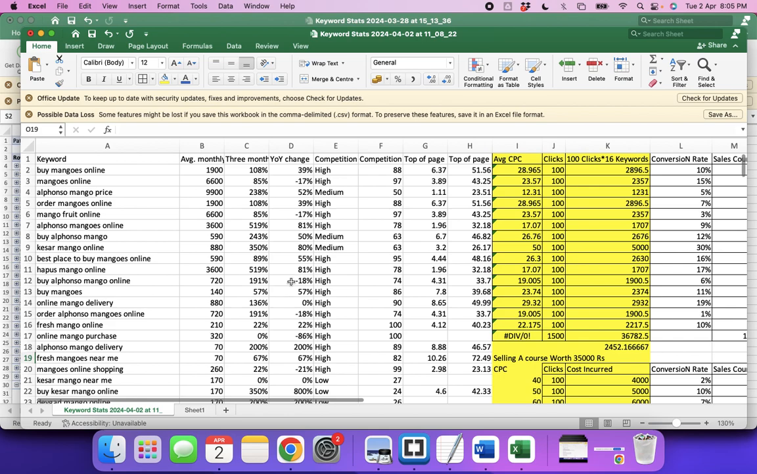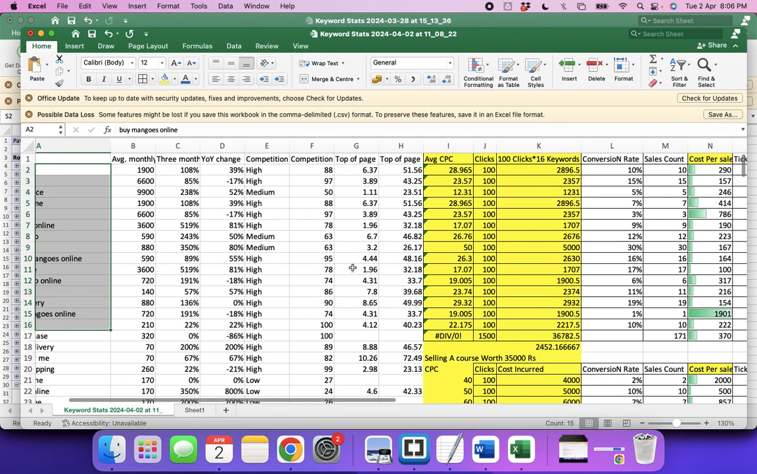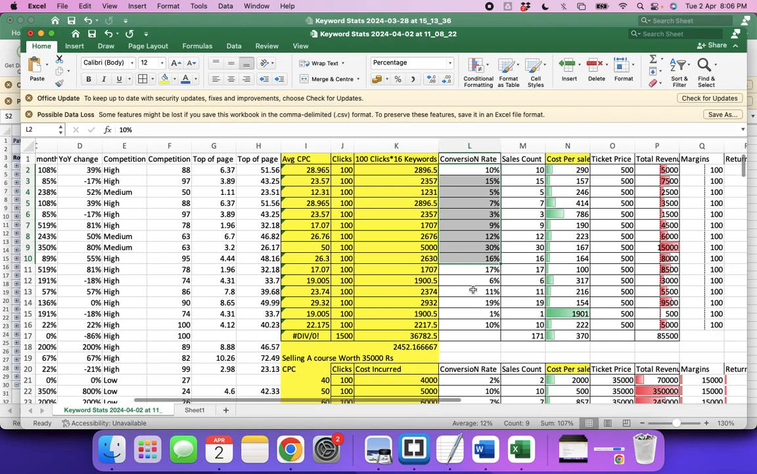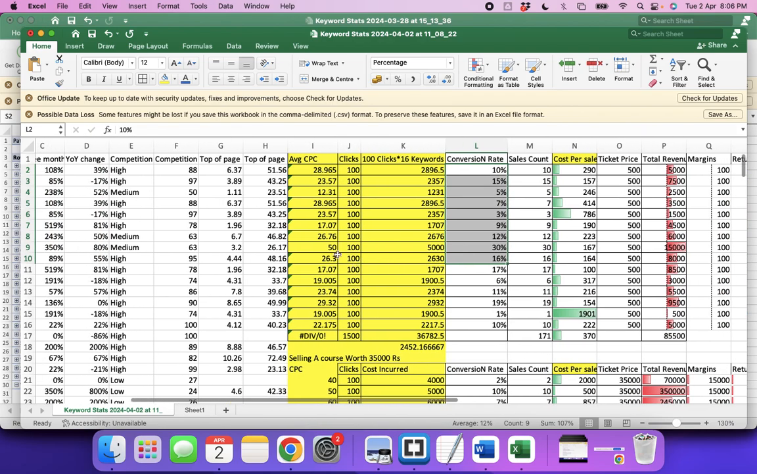What you will be doing if you are running Google Ads, one thing is you should be very careful about picking the keywords. Let's assume all the keywords have the same kinds of CPCs. Now the second thing that you have to take care of is conversion rate. See, sometimes some keywords can spoil your outcome.